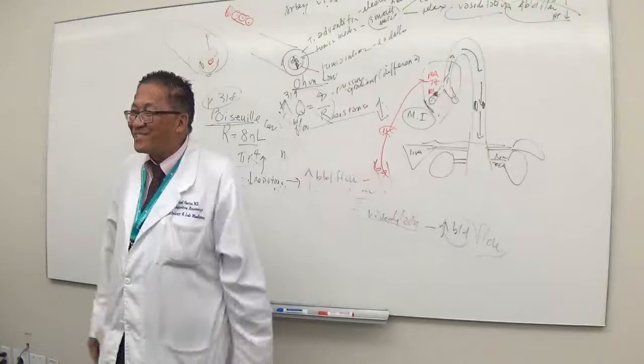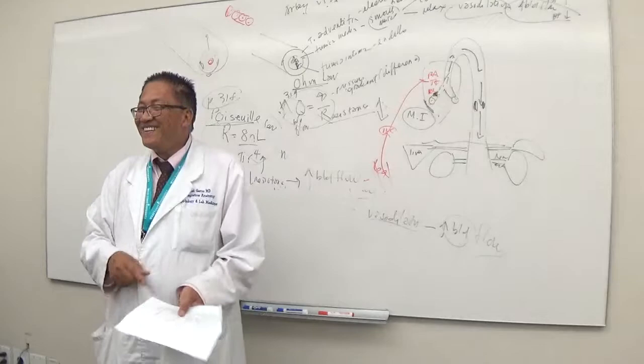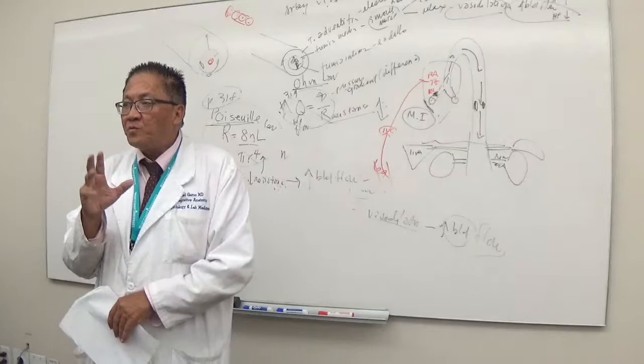Have you seen the picture in the book? Buerger's disease? It's not In-N-Out Burger. B-U-E-R-G-E-R, right? So apparently it's called thromboangiitis obliterans. It's associated with young men who smoke. That's why I will not recommend to smoke. I don't smoke. I don't drink alcohol.